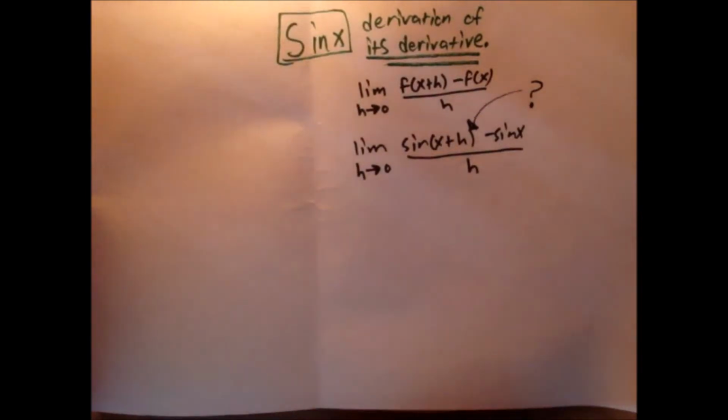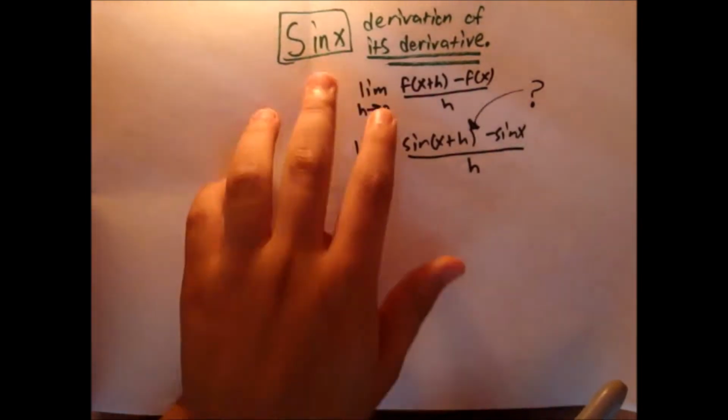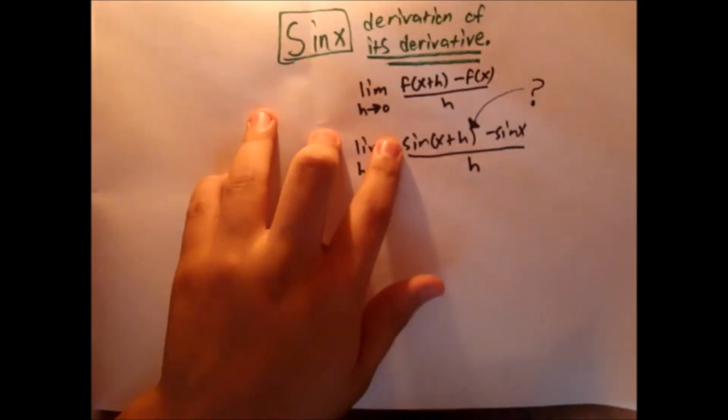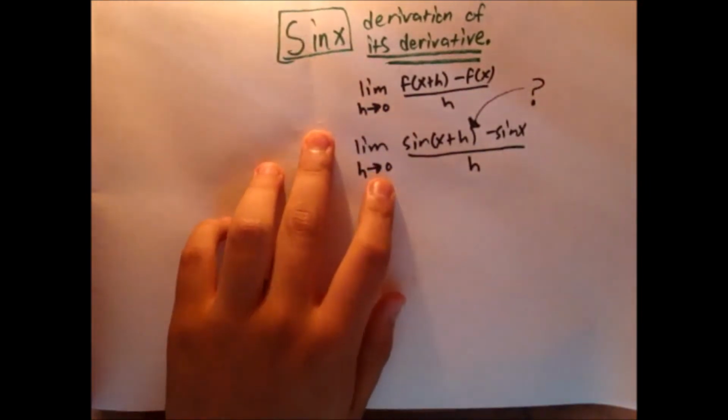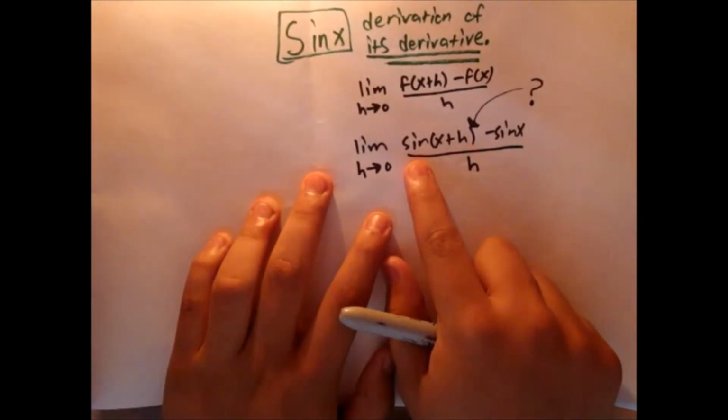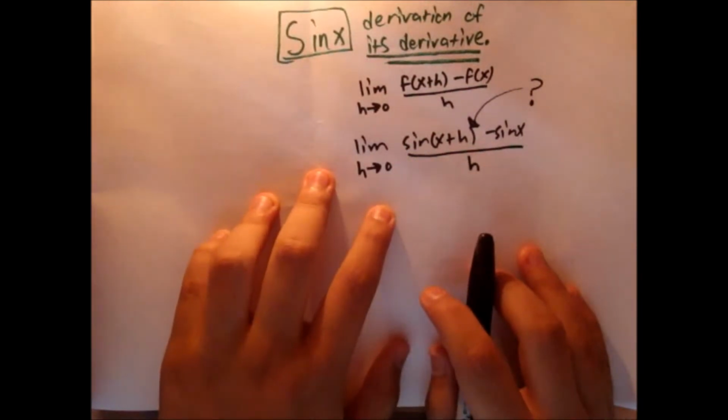Hello, welcome back. Today we're going to discover where the derivative of the sine x function comes from. In this case, we're going to use the classical limit definition of any function, and then we're just going to stick in the sine function. A very good knowledge of trigonometry is needed. Okay, let's go right to it.